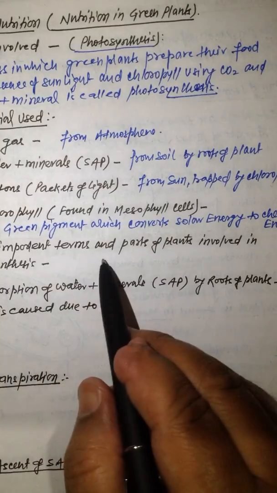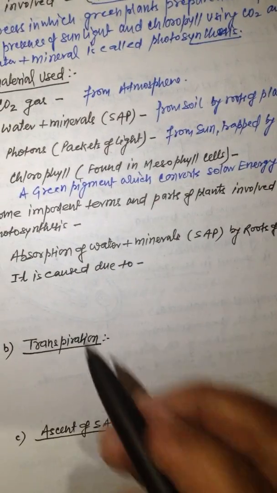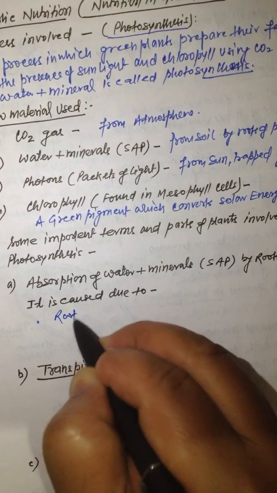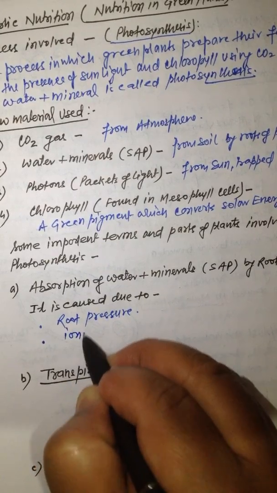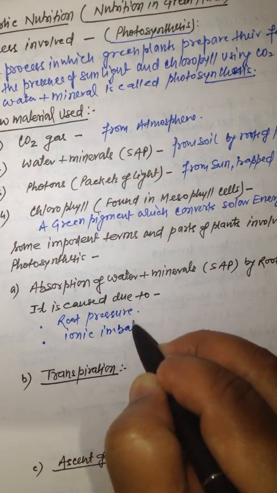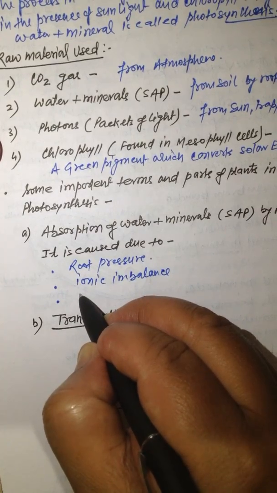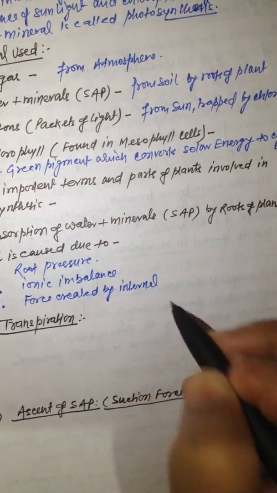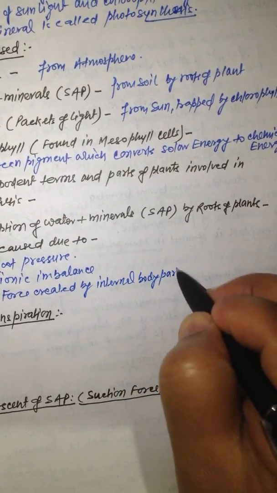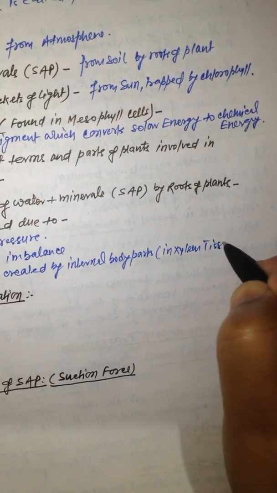So some important terms and parts of the plant involved in photosynthesis are: first, absorption of water and mineral sap by roots of the plant is caused due to different kinds of processes like root pressure, second, ionic imbalance, and the force created by internal body parts in xylem tissue. Okay, so there is this.